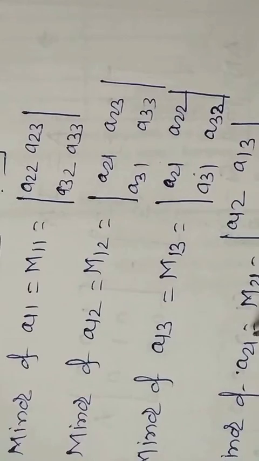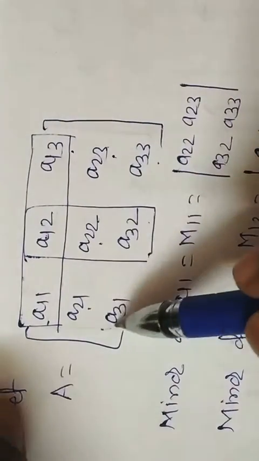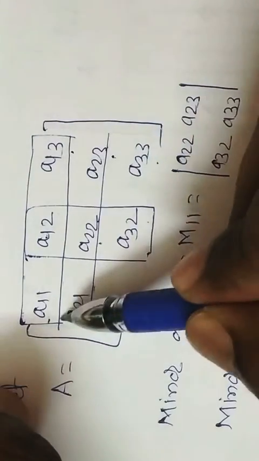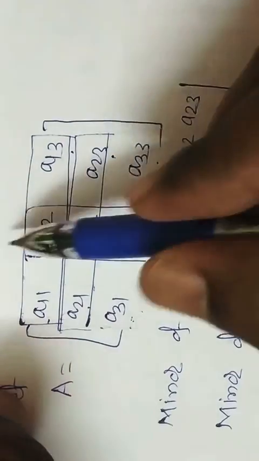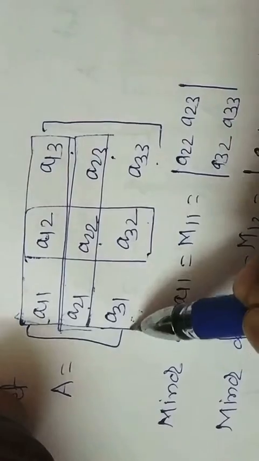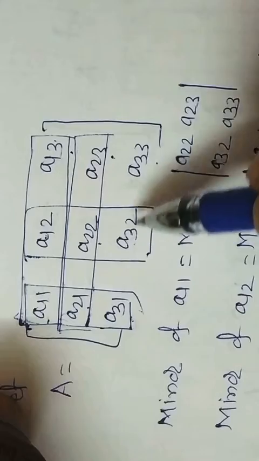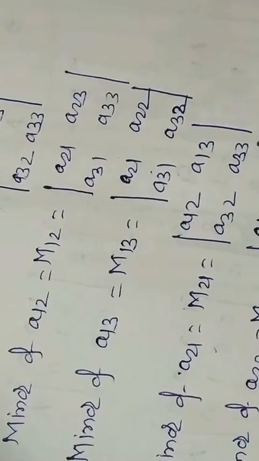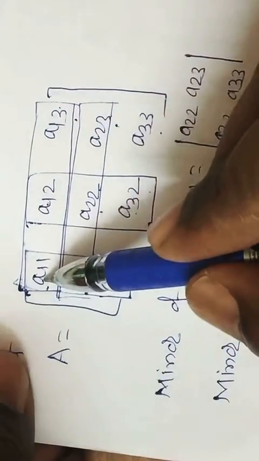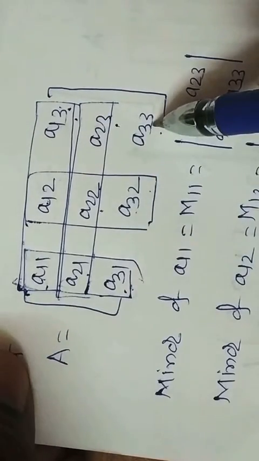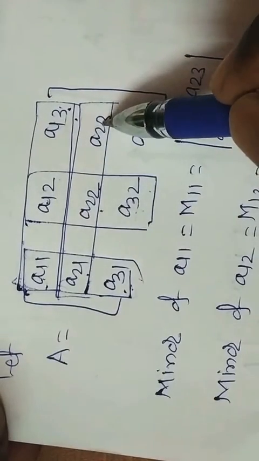Same for 2-1. The 2-1 position is here, so its row will be eliminated and its column will be eliminated. Then what remains? A12, A13, A32, A33. Now for A22, again delete the row and column: A11, A13, A31, A33. Same for A23, checking its column and row, what remains? A11, A12, A31, A32.